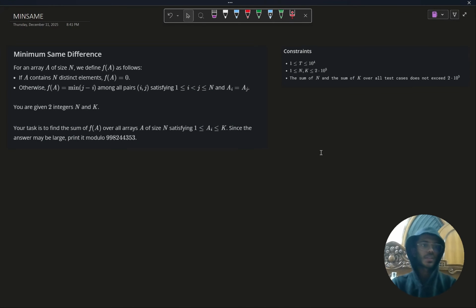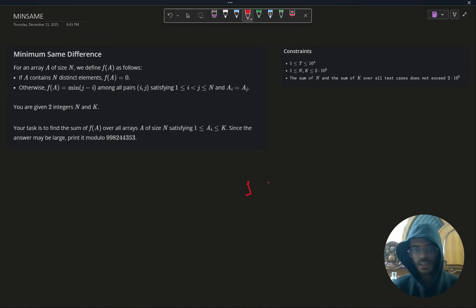So today's question is minimum same difference. In this question, for an array A of size n, we define f of A as follows. If all the elements of array A are distinct, then f of A is straight away 0. Otherwise, f of A is defined as the minimum of j minus i among all the pairs i, j which satisfy A[i] equal to A[j].